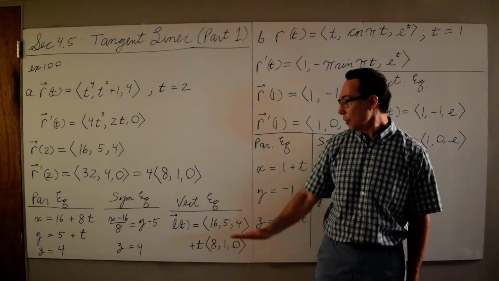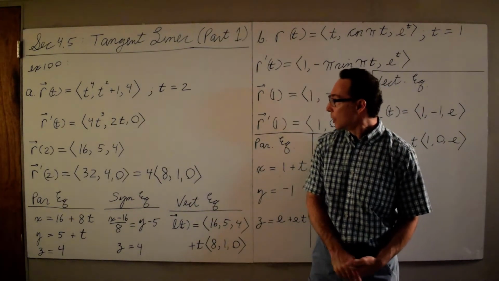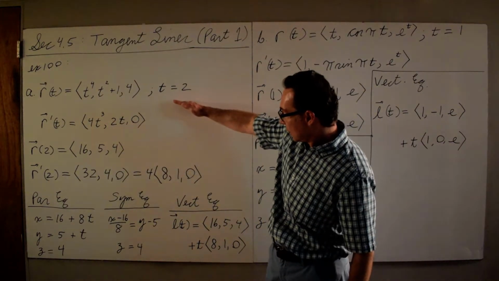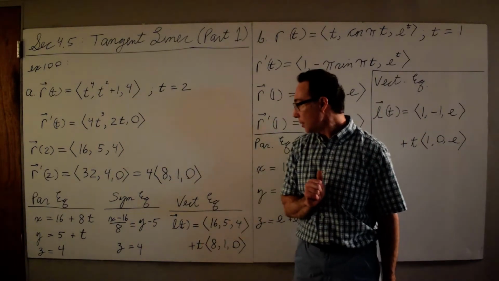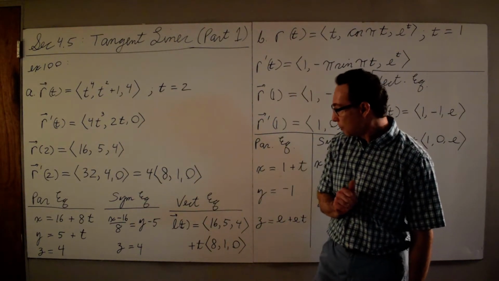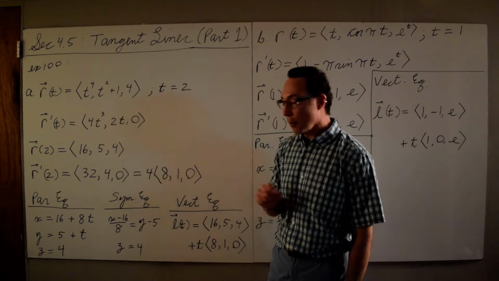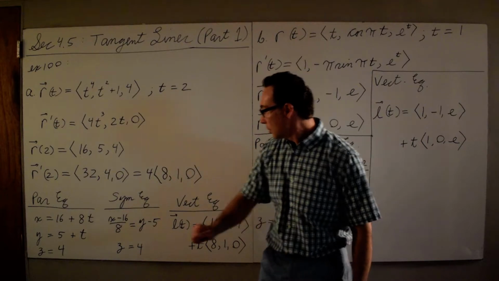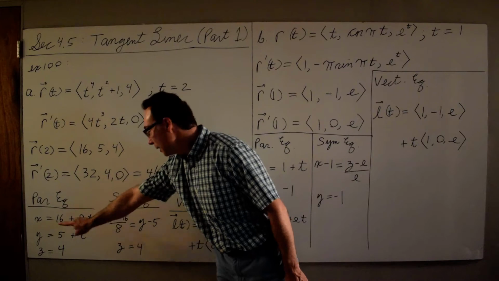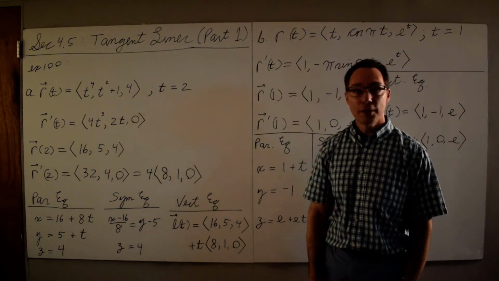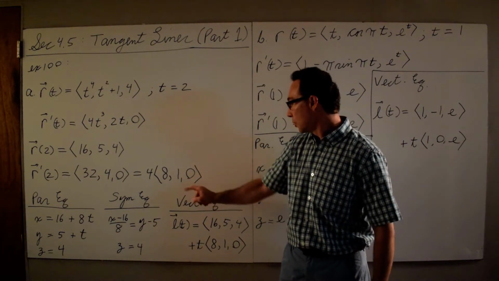I'm going to give you the 3 different versions of the equation of the line, starting with the parametric equation. We have the point 16, 5, 4. That is our point. And our direction vector is 8, 1, 0. So the parametric equations: x is 16 plus 8t, y is 5 plus t, and z is 4 plus 0t, which is just 4.